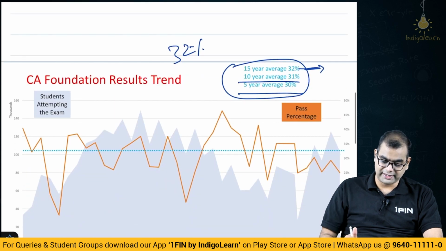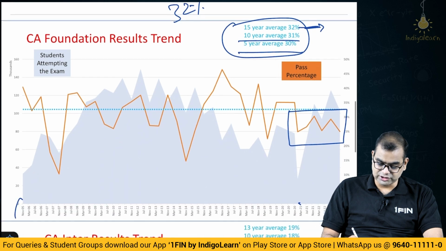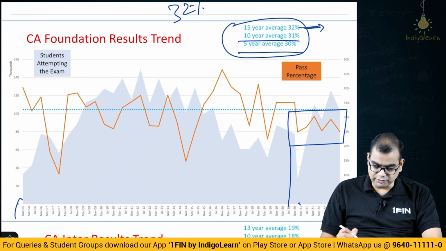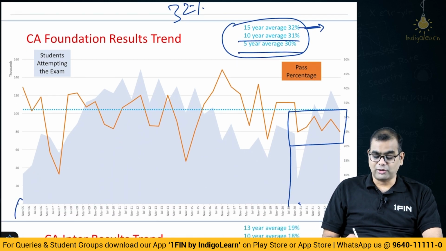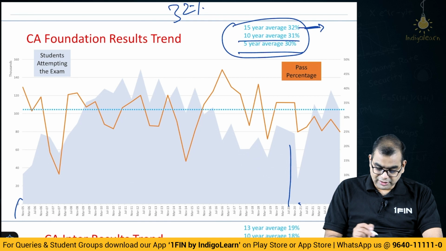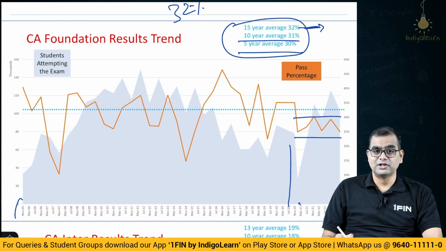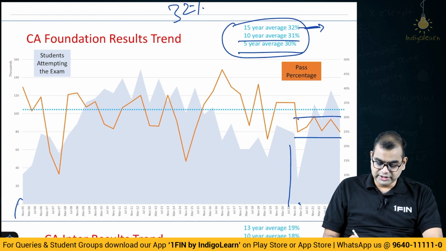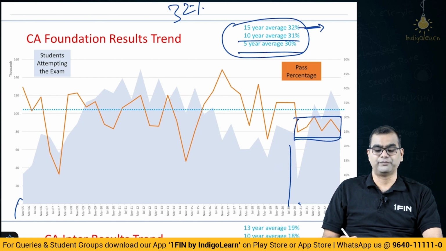And please note one more fact, my friends. Here the pass percentage in the last 5 to 6 attempts, from 20 onwards, is on a downtrend. It is where between this number, 25, and this number, 30. So, in the latest attempt, we had something around 26 or something, right? So, you see this, it is between 25 and 30. It is touching 30, coming down to 25.